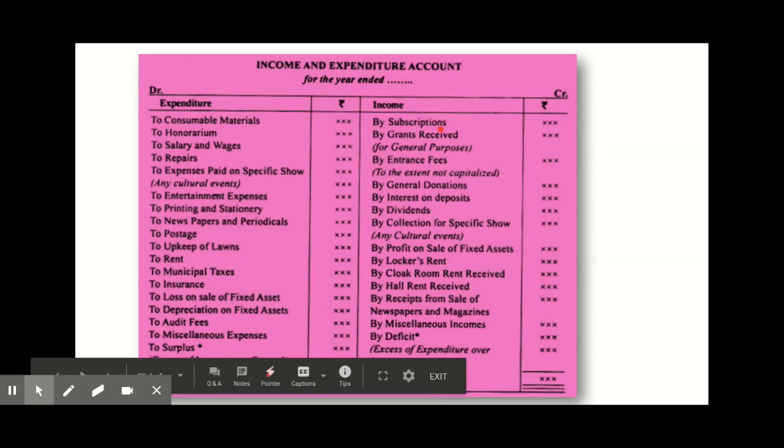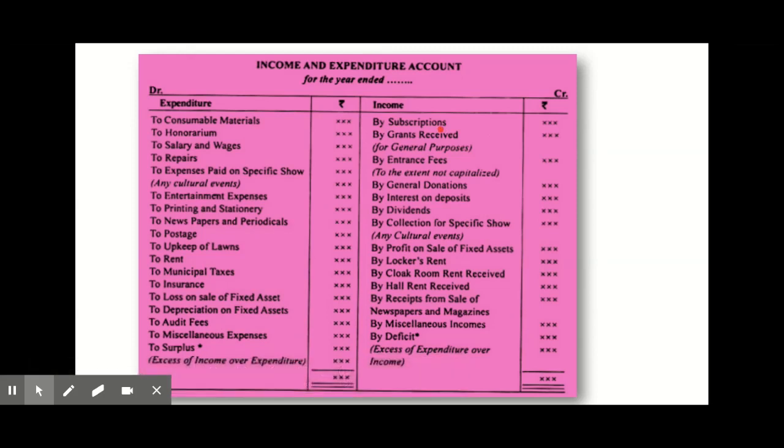By subscription. If you see the income side, all the recurring incomes are recorded, all the revenue incomes, revenue receipts, and they should relate only to the current year. By subscription, by grant received for general purpose. Here, if any government grant is received for general purpose, it should be credited to the income and expenditure account. If a grant is received for a specific purpose, then it should appear on the liability side of the balance sheet.